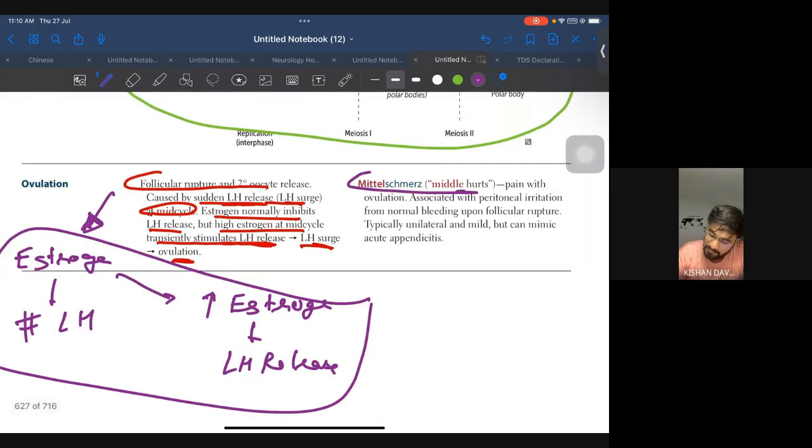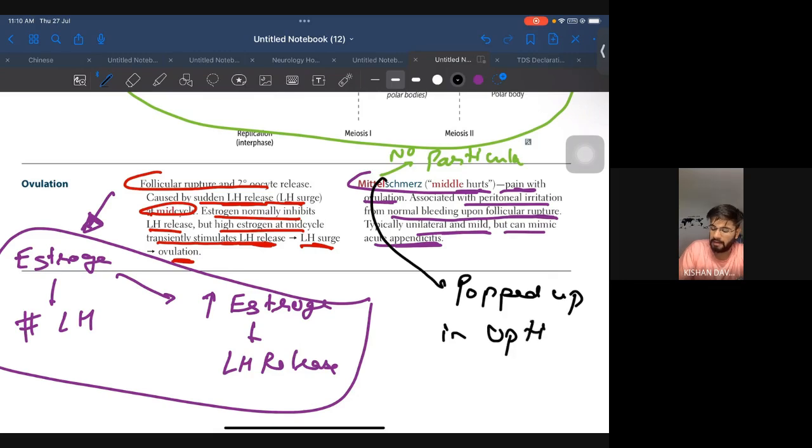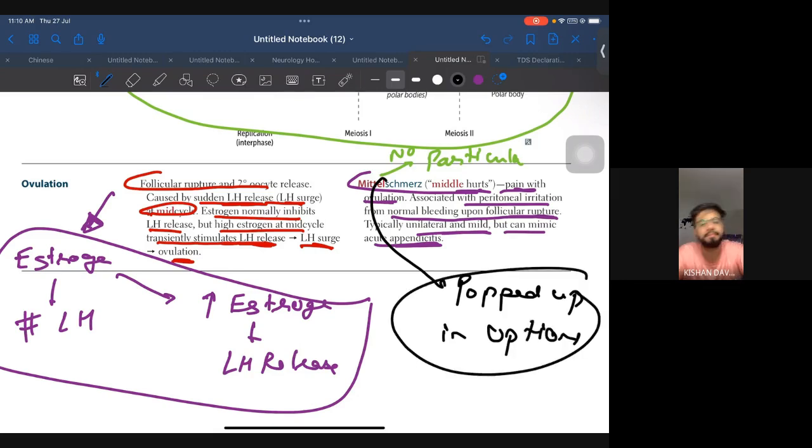Mittelschmerz: pain with ovulation, associated with peritoneal irritation from normal bleeding upon follicular rupture, typically unilateral and mild, but can mimic acute appendicitis. They haven't asked any particular question regarding this. No particular question, but in UL at so many places it popped up in options. Okay, options में आया है, so it is our duty to do that properly.